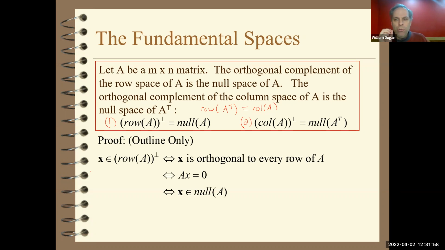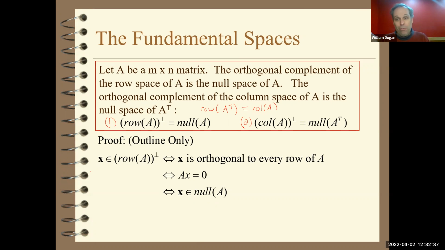So suppose you have a vector X that's in row A perp. That means this vector X is orthogonal to every vector in the row space. But one of the theorems I gave you says the only way that can be true is that it must be orthogonal to each of the rows, because each of the rows is in the row space. So it must be orthogonal to every row of A, and vice versa. If X is orthogonal to every row, when you take the dot product of X with any of the rows, you get 0.